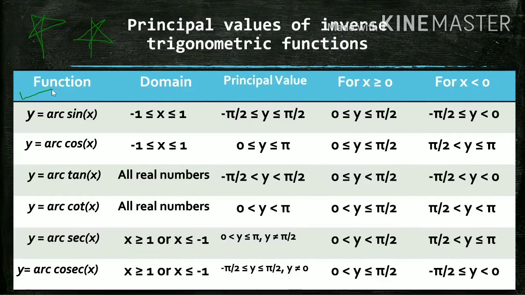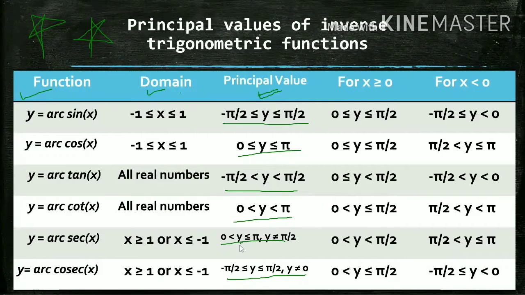So this column is clear. It is just the functions. This domain is clear. It is the third time I'm reminding you of the domains; we have seen this domain in the third table. Principal value is also clear to you. These are the values you need to remember. More or less the same for the range: for sine it's the same, for cos it's the same, for tan also the same, for cot also, for sec also and for cosec also.